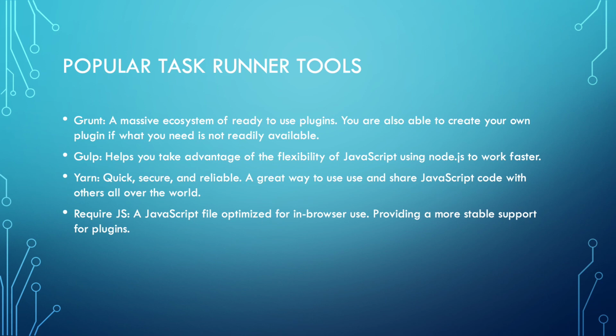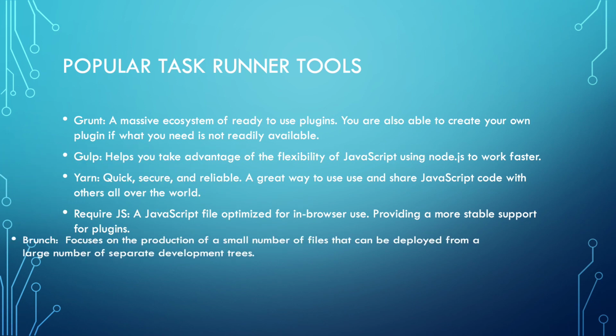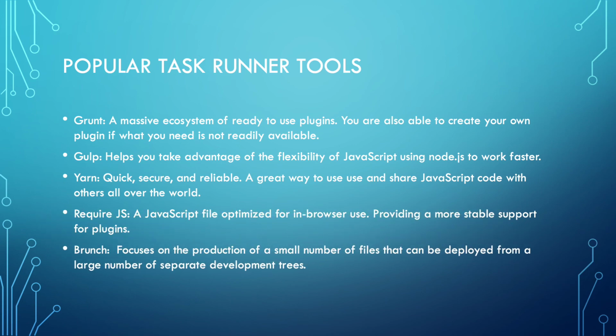Require.js is a JavaScript file optimized for in-browser use. This provides a more stable support for plugins. And finally, Brunch. Brunch focuses on the production of a smaller number of files that can be deployed from a large number of separate development trees.